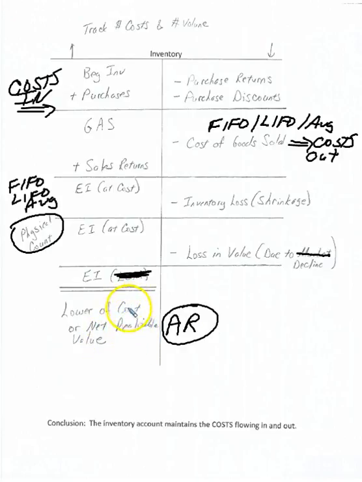The lower of cost, we'll compare that with net realizable value. You know, how much cash do we actually expect to receive from the inventory, and compare the two. So if there's been a decline in value, we're not able to receive as much cash as we thought, we're going to reduce it down.